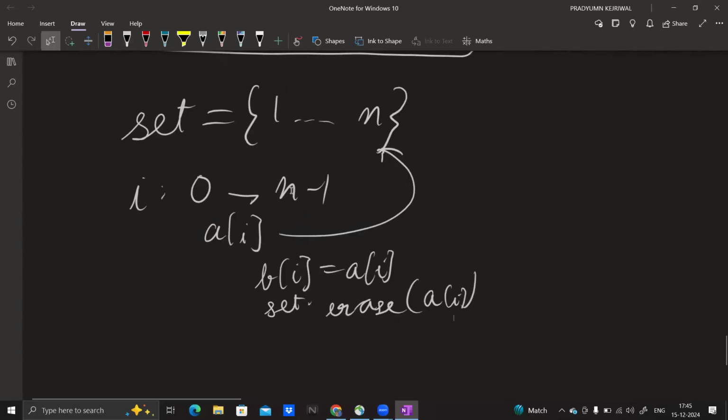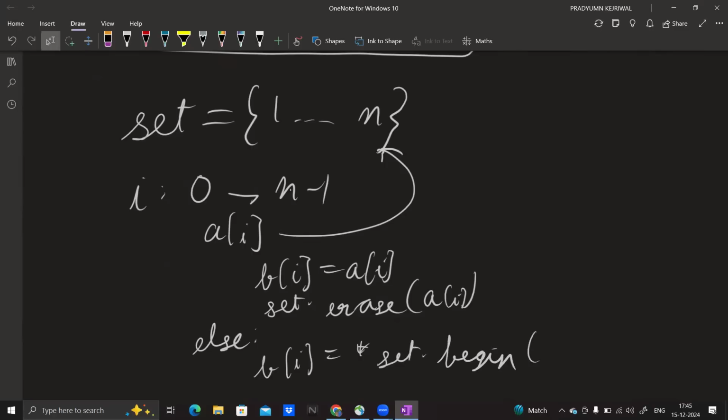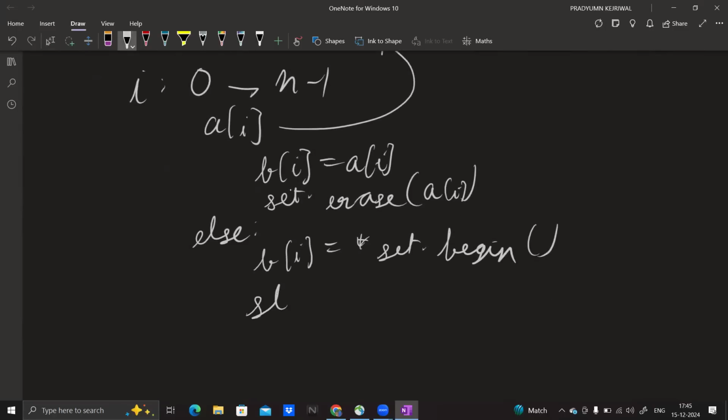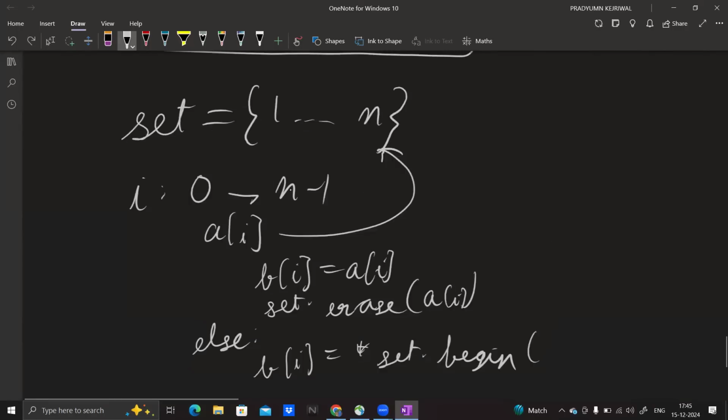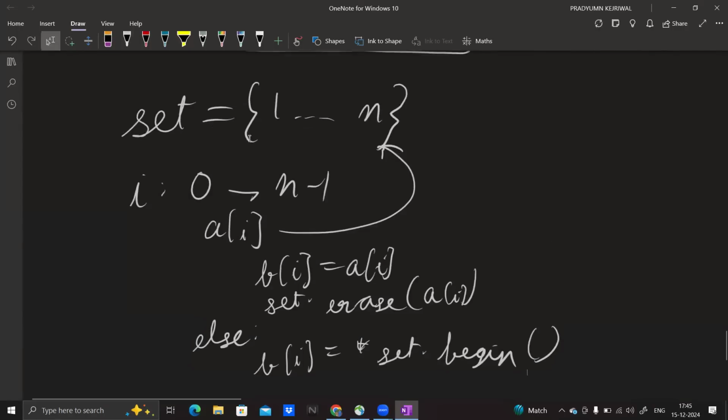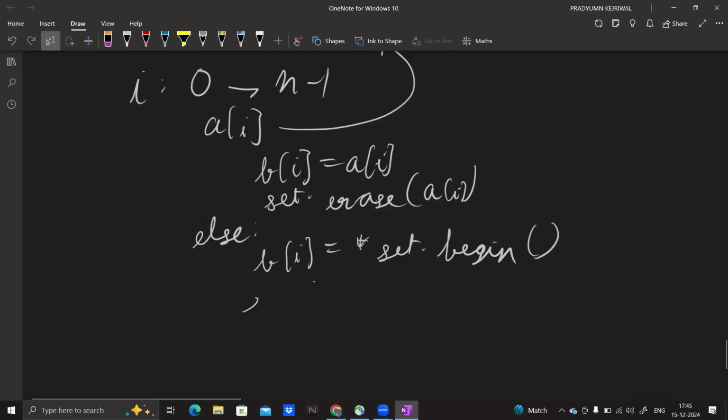Otherwise, I'll just insert any element from the set. Like else, I'll just set b of i to any element in the set. I'll just choose the first element, star s dot begin. And then I just erased set dot begin. Set dot erase.